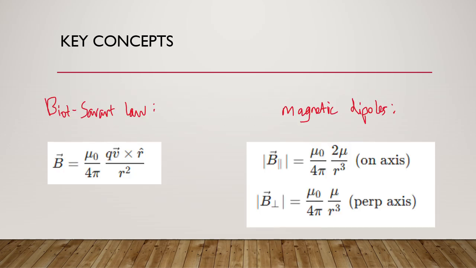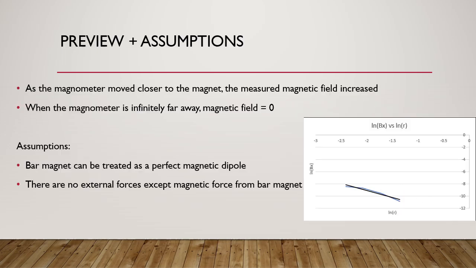All right, so key concepts. First of all, the most important one is Biot-Savart's law, seen here. Second, we also need the formulas for the magnetic field of magnetic dipoles, which is what a bar magnet is. Here is our on-axis one and our perpendicular axis. We're going to be using the on-axis one.